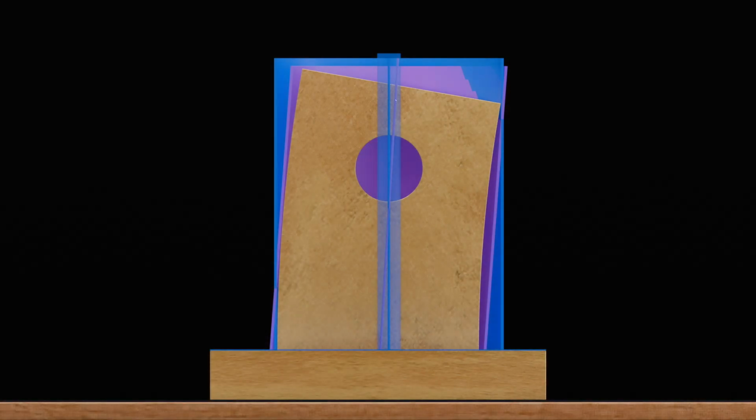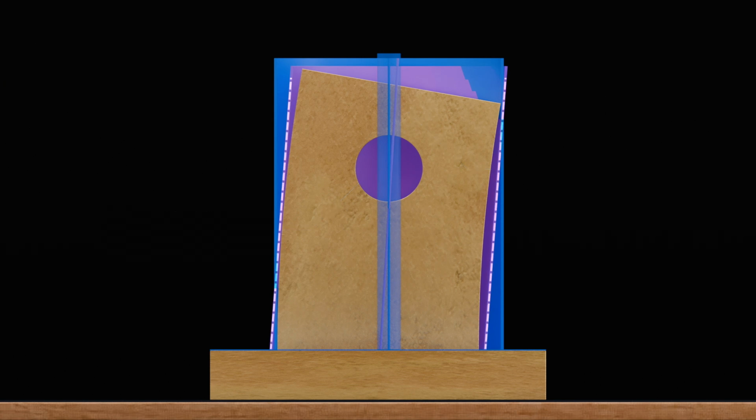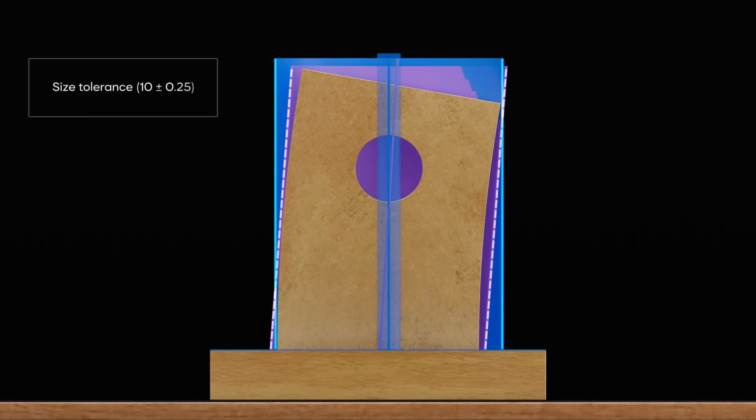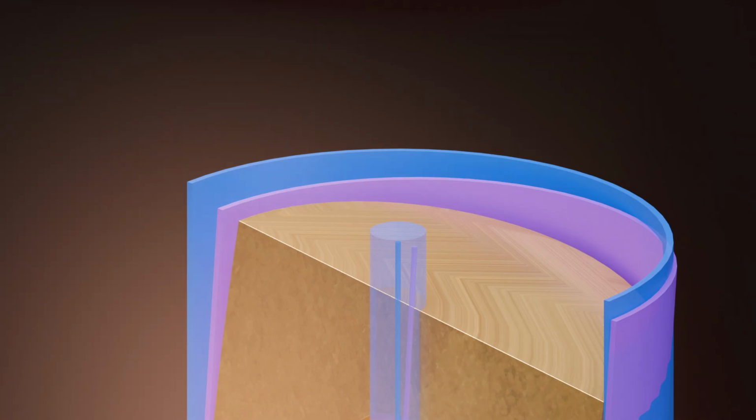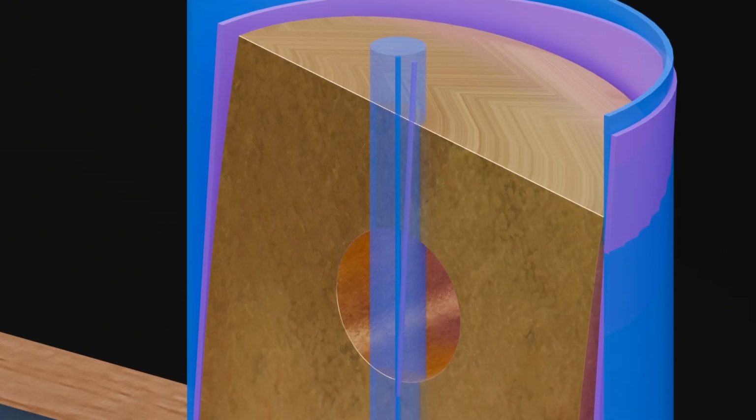During inspection, the axis of the unrelated AME must lie within the tolerance zone. Specifically, it must stay inside the 0.05 perpendicularity tolerance zone relative to datum A when inspecting the external feature. The unrelated AME must fit within the boundary of the related AME. This boundary is defined by size tolerance, 10 plus or minus 0.25, position tolerance, 0.5 at MMC, and the orientation constraints. If the unrelated AME stays inside this boundary, the part meets all functional requirements.